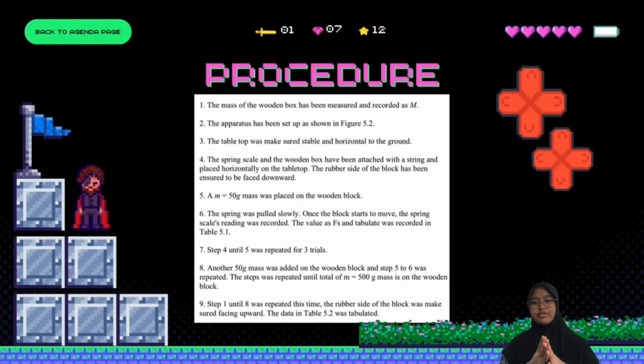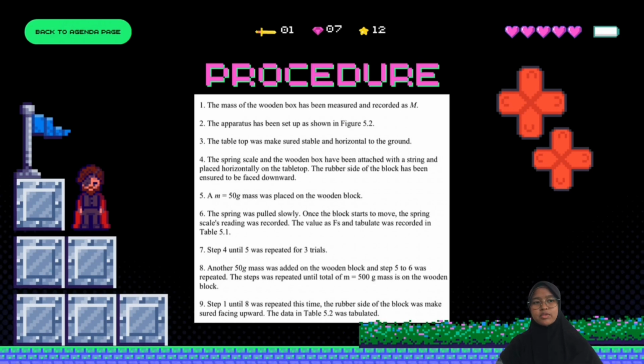For the procedure of the frictional force experiment, first, the mass of the wooden block was measured and recorded as M. Second, the apparatus was set up as shown in figure 5.2. The tabletop was made sure to be stable and horizontal to the ground. The spring scale was attached to the wooden block with the string and placed horizontally on the tabletop. The rubber side of the block was ensured to face downward. Fifth, M equals 50 gram mass was placed on the wooden block.